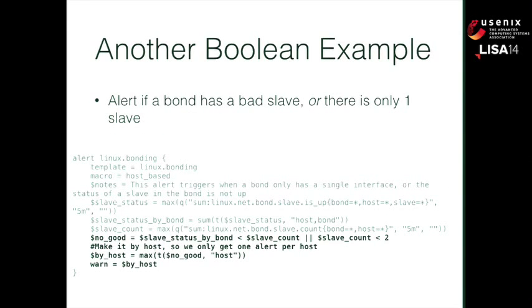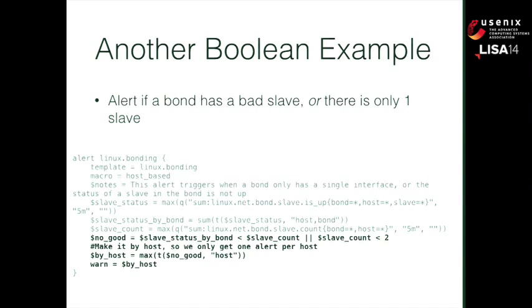Another Boolean example, bonding, or teaming, whatever you want to call it. You have multiple network interfaces. I want to alert on this in a couple of ways. I want to be able to say if any of the slaves are bad or if there's only one slave, because if this has been configured with only one slave, then I don't have redundancy on the network for this machine.